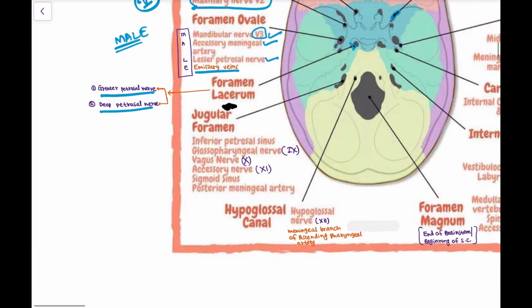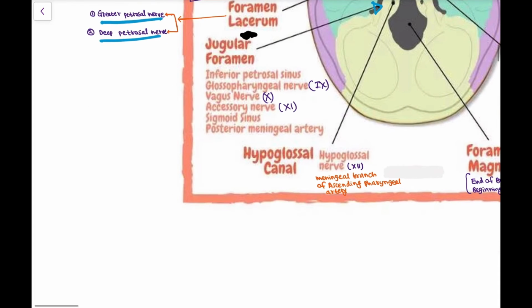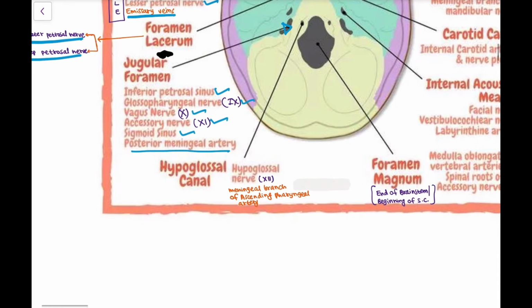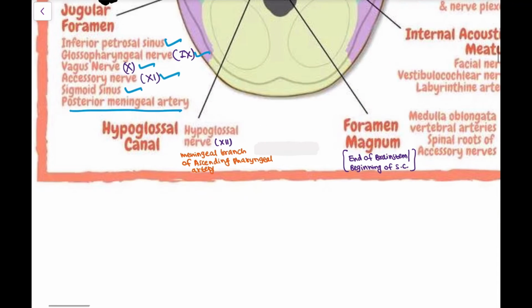Next, this is the jugular foramen. Through the jugular foramen pass the inferior petrosal sinus, glossopharyngeal nerve (9th), the vagus (10th), the spinal accessory (11th), the sigmoid sinus, and the posterior meningeal artery. Then this is the hypoglossal canal, through which obviously the hypoglossal, the 12th nerve, passes, and then again the meningeal branch of the ascending pharyngeal artery passes through this.